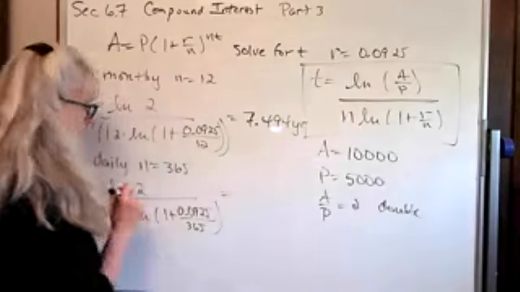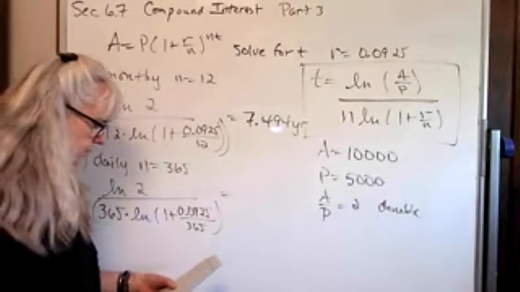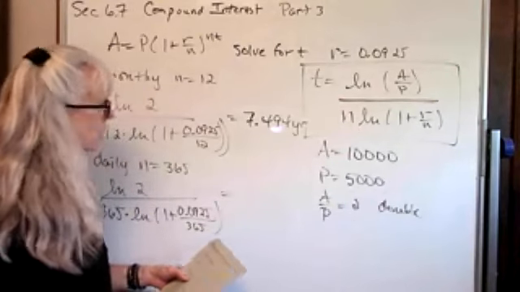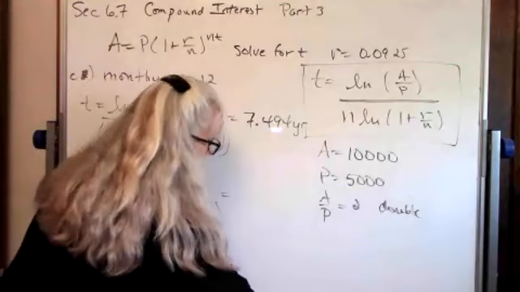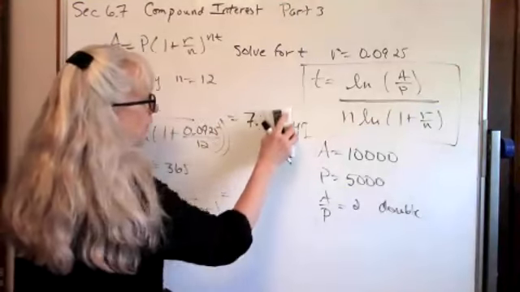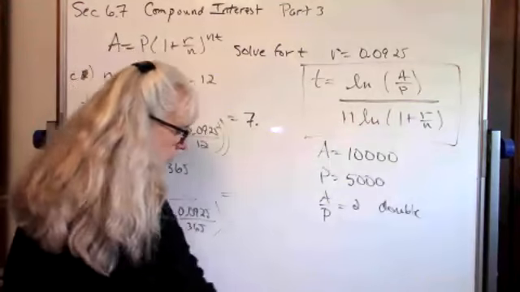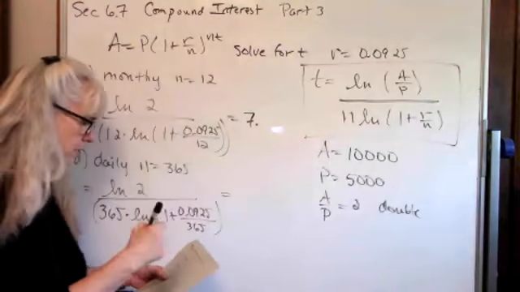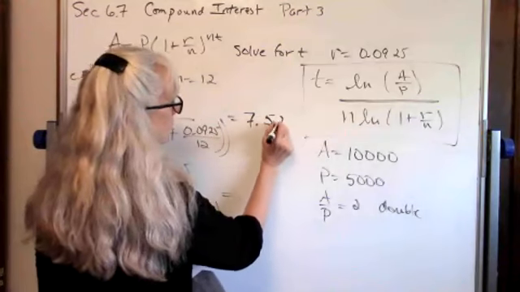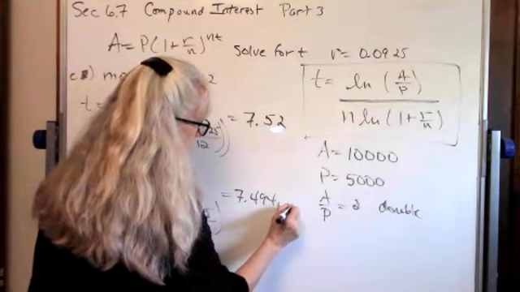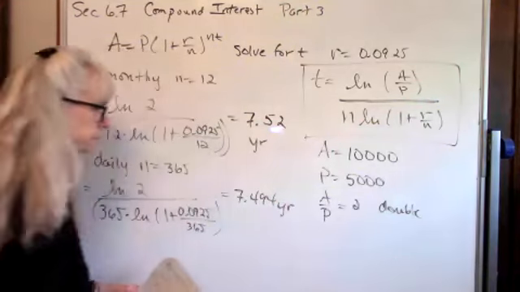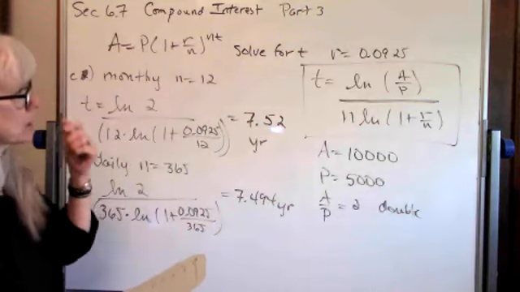And if we do daily, you end up with, I'm messing up on my answers here. So the monthly came out to be, you're probably screaming at me because you never crunched it through on your calculator, the monthly came out to be 7.52. The daily is the 7.49 years. Okay. So let's just double check to make sure I've got them all right.